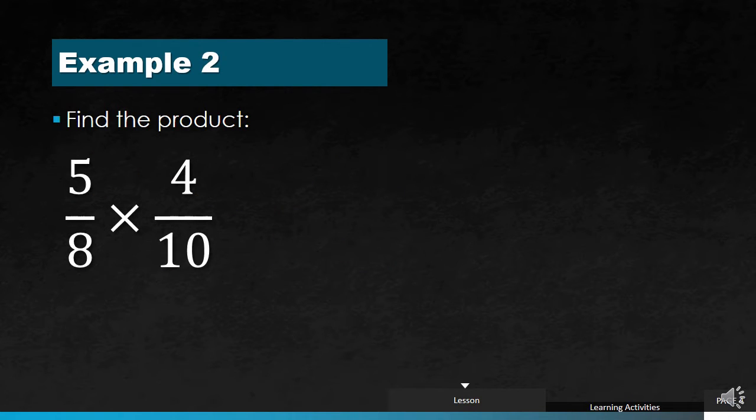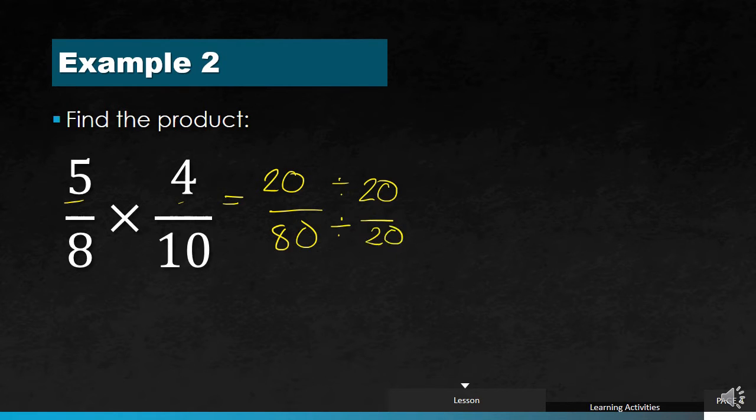For example number 2, we have here 5/8 times 4 over 10. Again, applying the rule of multiplying fractions, we multiply 5 times 4, which gives you 20, and 8 times 10 gives you 80. If we divide both of them by 20, since their common factor is 20, we have here 1 over 4. 20 divided by 20 is 1, 80 divided by 20 is 4. So you have 1/4. This is now your final answer.